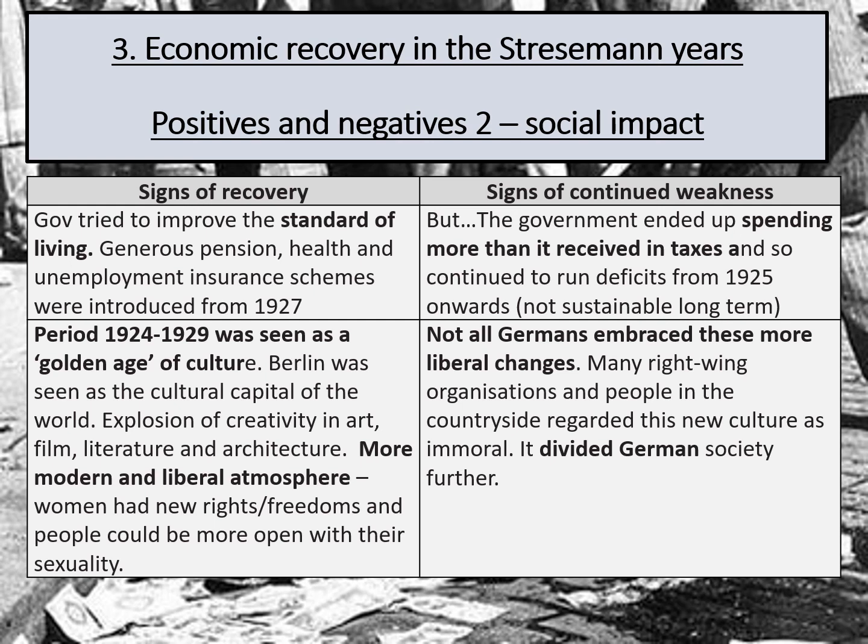However, a lot of Germans were horrified by these changes. Many right-wing organisations who believed in traditional values regarded this culture as immoral. It divided society further. So ensure this week that you make sure you know, how did the Kaiser cause World War I? Make sure you know what were these political, these right-wing rebellions that occurred in the early 1920s, and make sure you are really, really clear on some pros and cons of economic recovery in the Stresemann era.